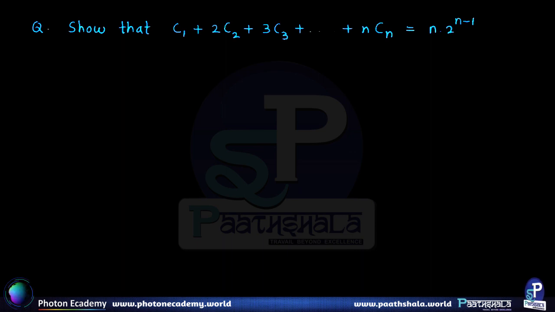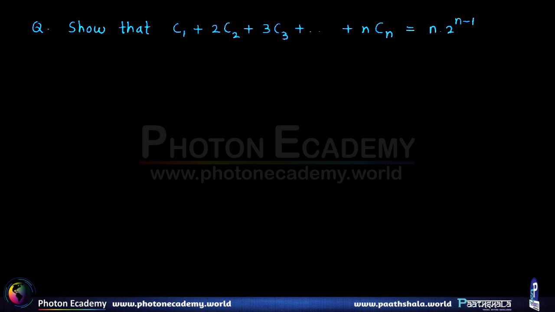Now let us solve some of the examples based on binomial coefficients. Now here is the first question. We have to show that C1 plus 2C2 plus 3C3 plus so on up to n Cn is equal to n into 2 raised to n minus 1. Now here we will see how this question can be solved by two different methods.